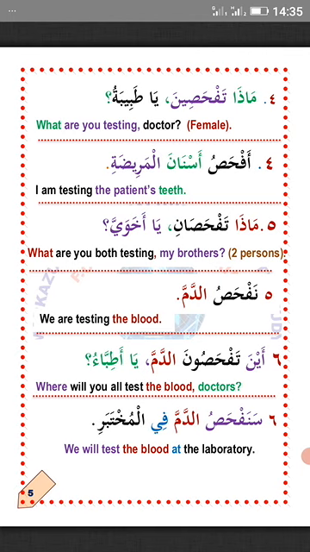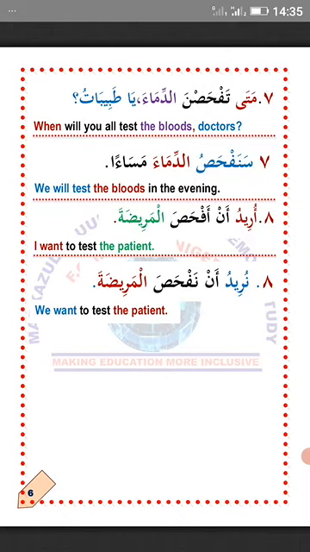ما شاء الله. The س in سنفحص indicates a future action, an action that will take place in the time to come but not now. For instance, سأذهب, I will go. سأكل, I will eat. سأشرب, I will drink. سنذهب, we will go. سنأكل, we will eat. سنشرب, we will drink. I hope you understand. ما شاء الله.